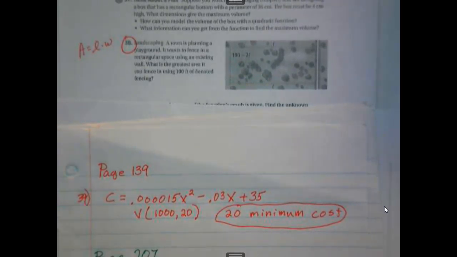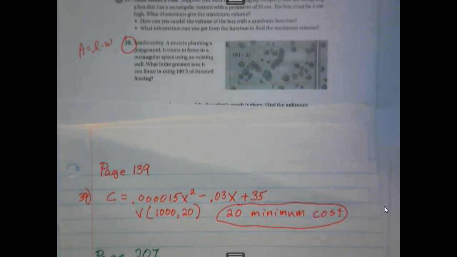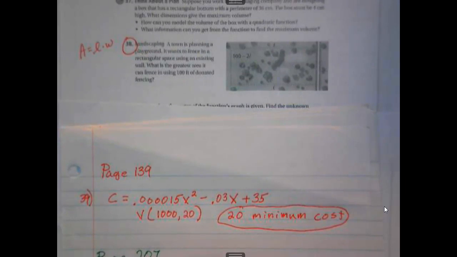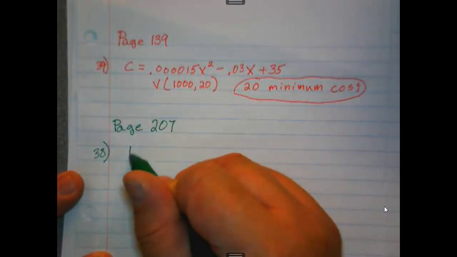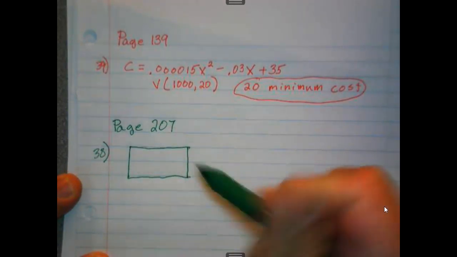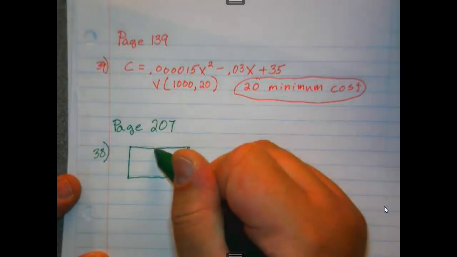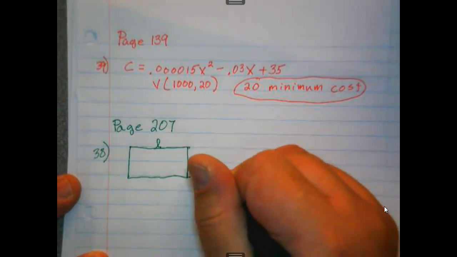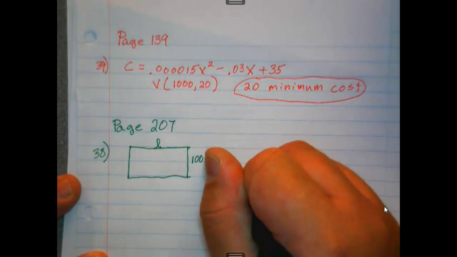It says a town is planning a playground and wants to fence in a rectangular space using an existing wall. What is the greatest area it can fence using 100 feet of donated fencing? They're trying to tell you what's length times width. So I got this rectangle, and the picture tells us the dimensions: length L and width 100 minus 2L.